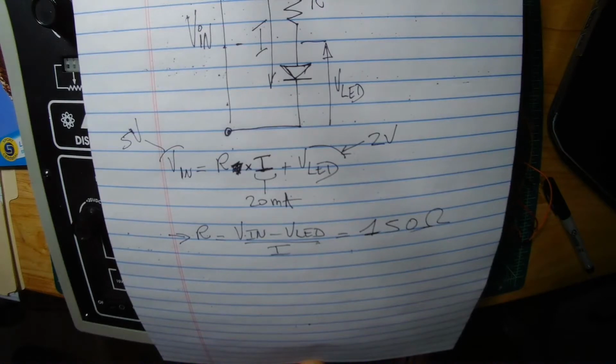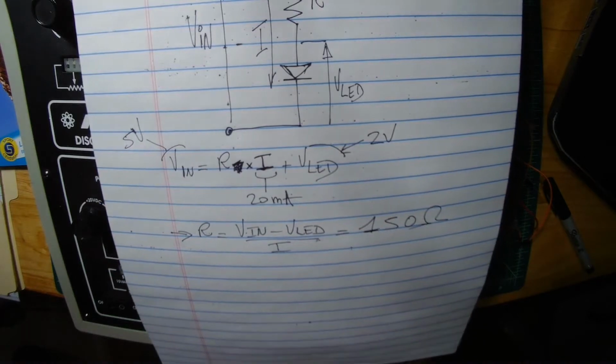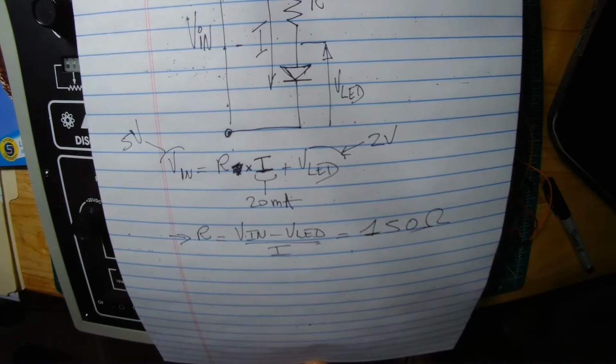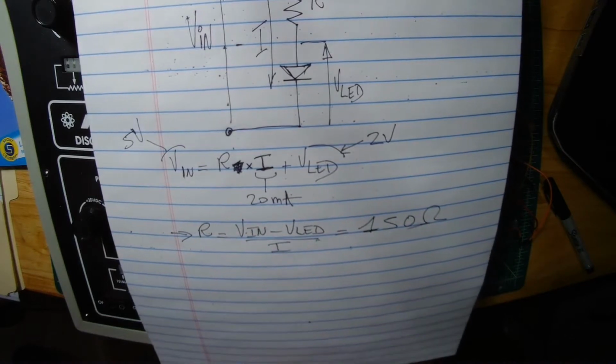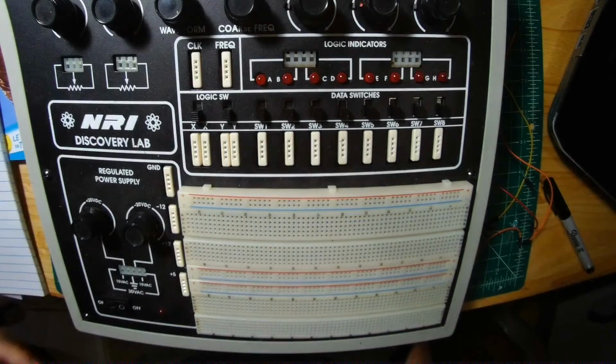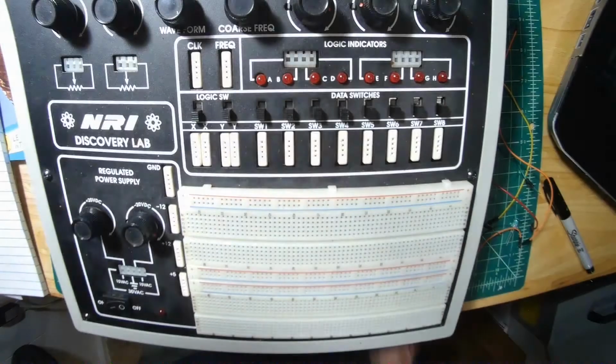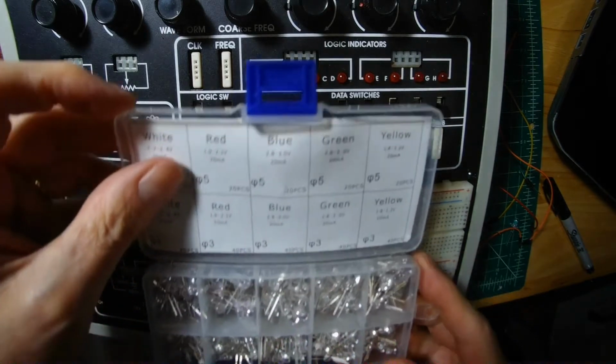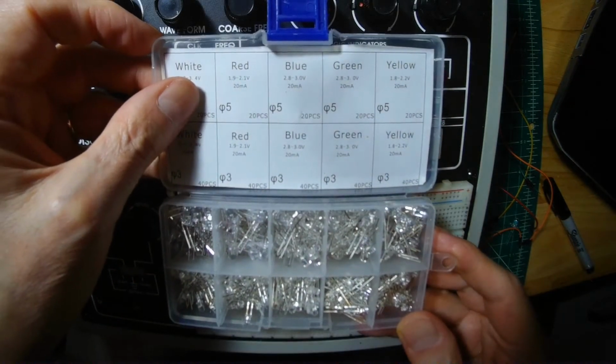So you just put all the values in and you get R, which is your unknown. So in this case it's going to be 150 ohms. Let me show you when you buy LEDs. This is what you're gonna get, something that looks like this.